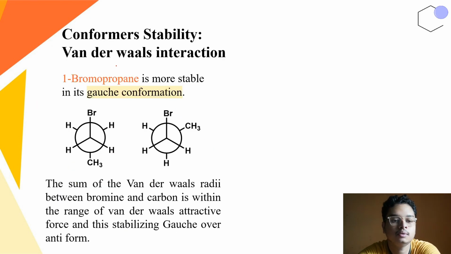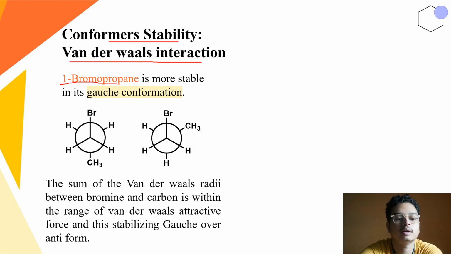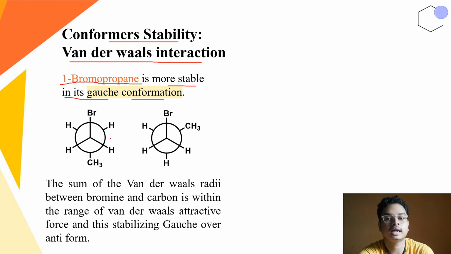Okay, so now let us look at some conformational stability. Basically, this type of conformational stability is observed in certain cases, and these are exceptional cases, so you have to remember this. Like here, 1-bromopropane is more stable in its Gauche conformer than the anti-conformer. In the previous discussion, we observed that when groups are anti to each other, they are more stable. But here in this compound, the Gauche conformer is more stable than the anti-conformer.